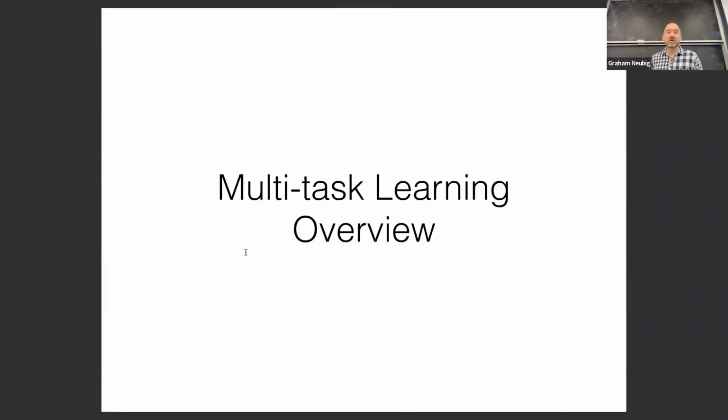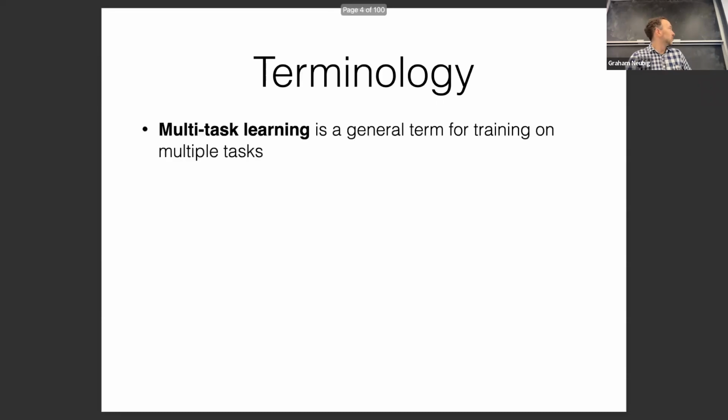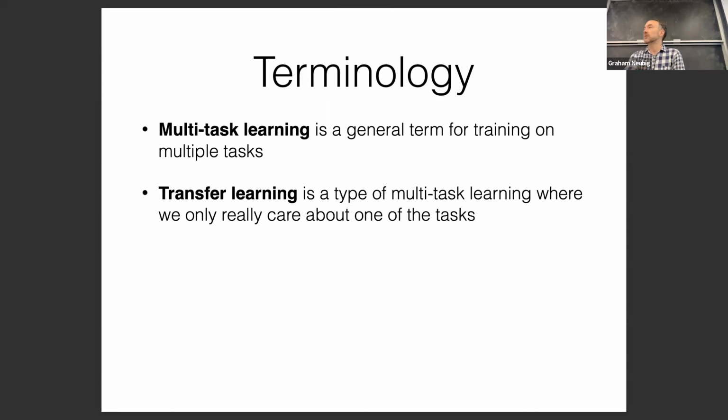So before we talk about language model pre-training, we should be talking about multitask learning in general. And multitask learning, I'm going to be talking about this time and next time. If we look at some terminology, multitask learning is a general term for training on multiple tasks. And transfer learning in particular is a type of multitask learning where we only really care about one of the tasks. So we might be training on multiple tasks, but one or a small subset of them are the ones we actually care about. The other ones are there solely for the purpose of improving the accuracy on the ones we do care about.